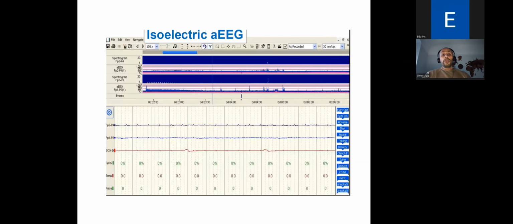Okay, so can anyone put in the chat what they think of this in particular? Obviously, it says isoelectric at the top, but what might this be caused by? I'll give you a few seconds to write something down. Coma. Anyone want to explain anything else in terms of coma?